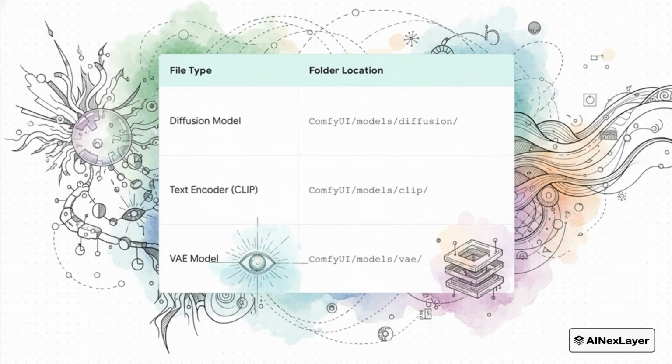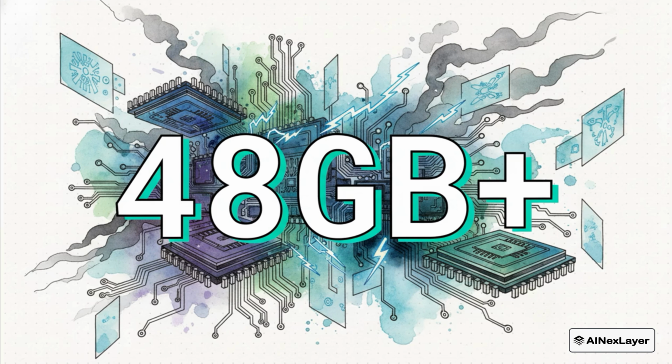Now, getting the files in the right place is absolutely key. The main model, the diffusion model, goes in the diffusion folder. The text encoder, which is called a clip model, goes in the clip folder. That's what helps the AI understand your words. And finally, the VAE, which helps build the final image, goes in the VAE folder. It's really that straightforward.